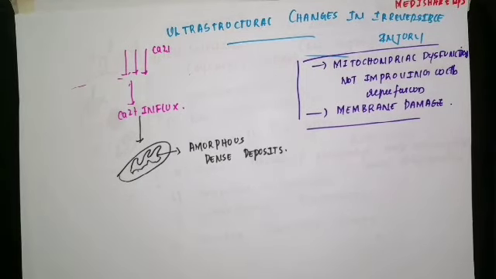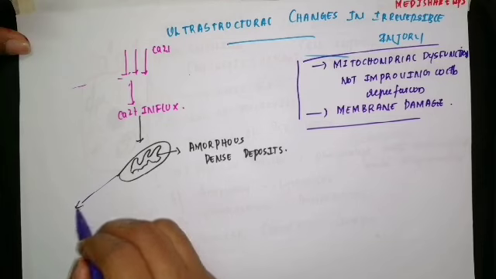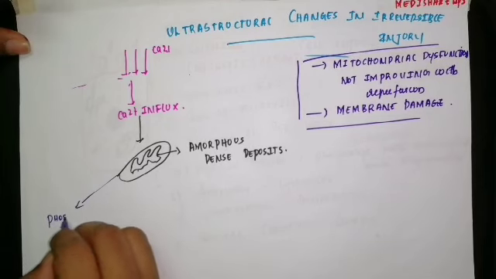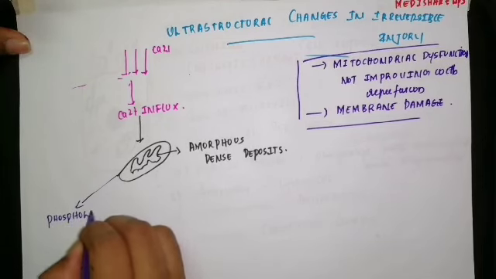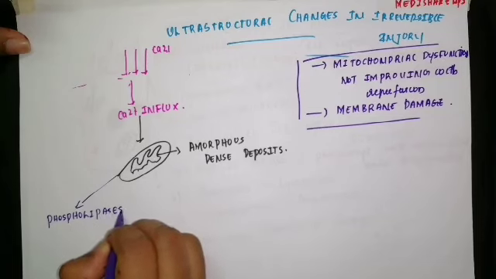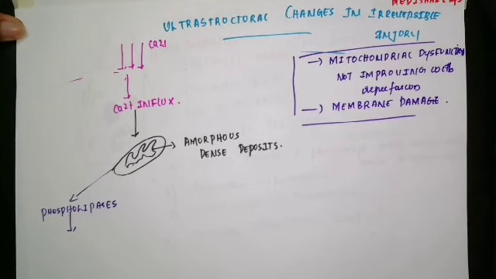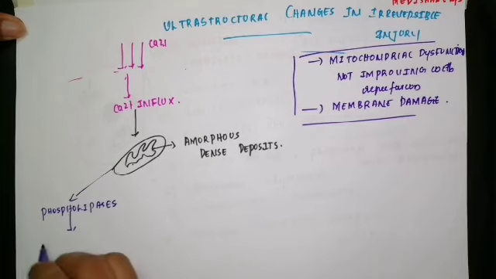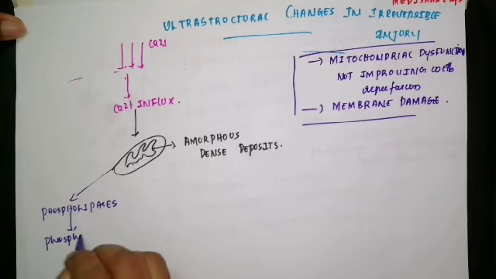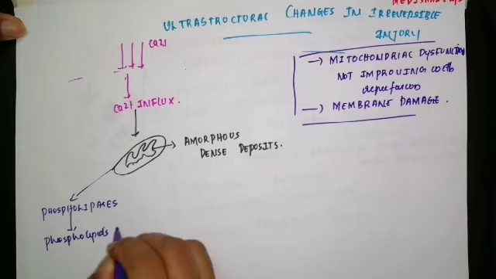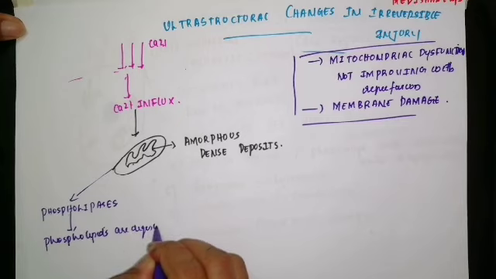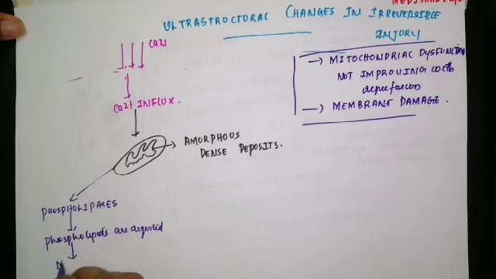And you know that calcium also leads to activation of phospholipases. When the endogenous phospholipases are activated by calcium, it leads to enzymatic digestion of phospholipids. Phospholipids of the membrane are digested, and this leads to membrane damage.